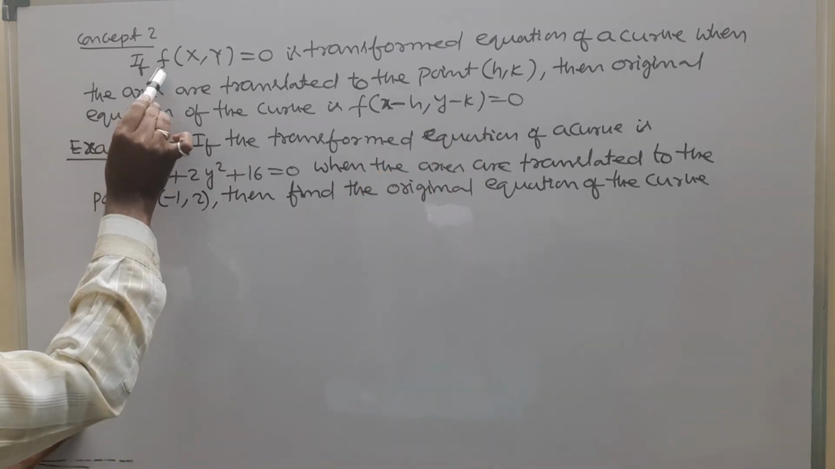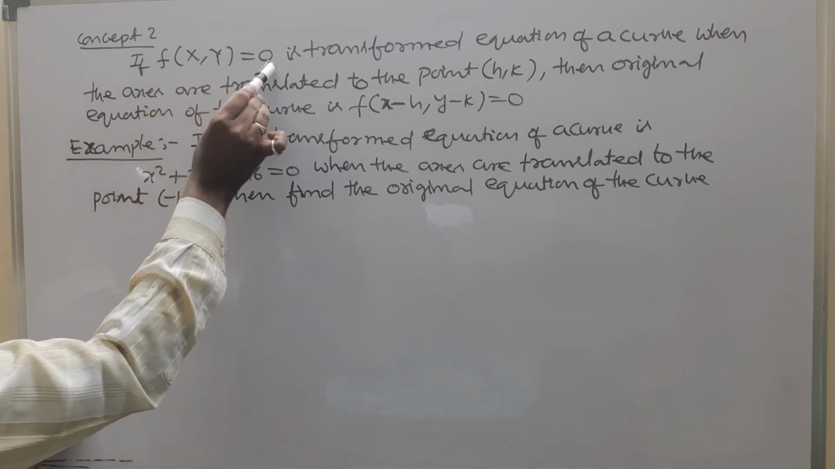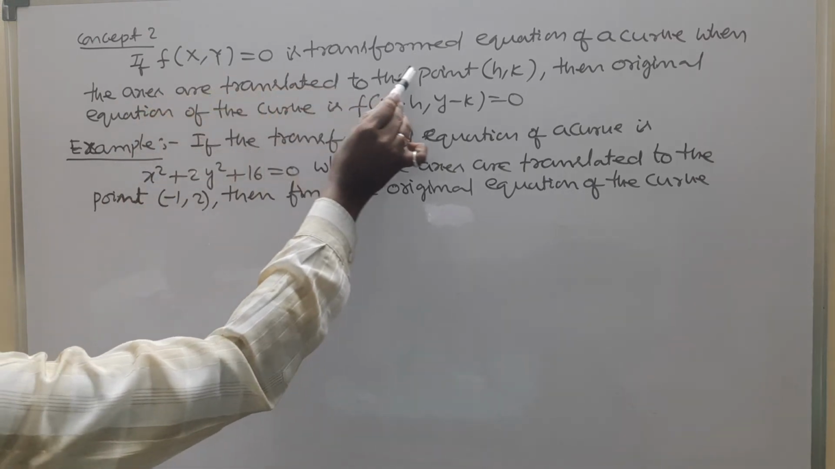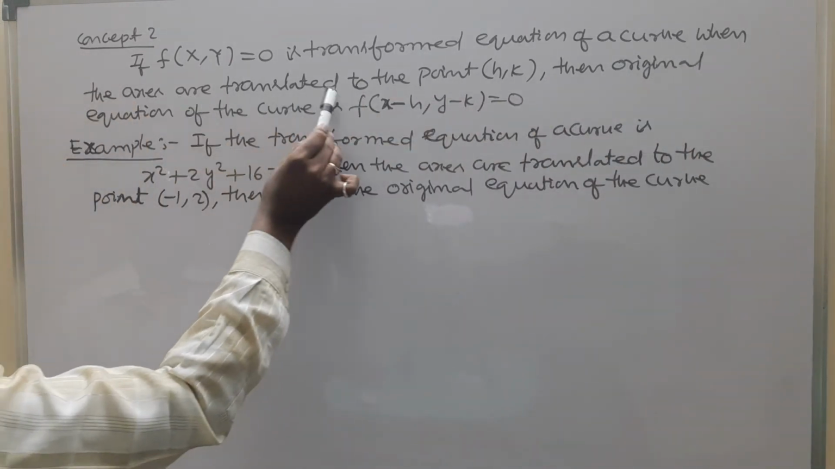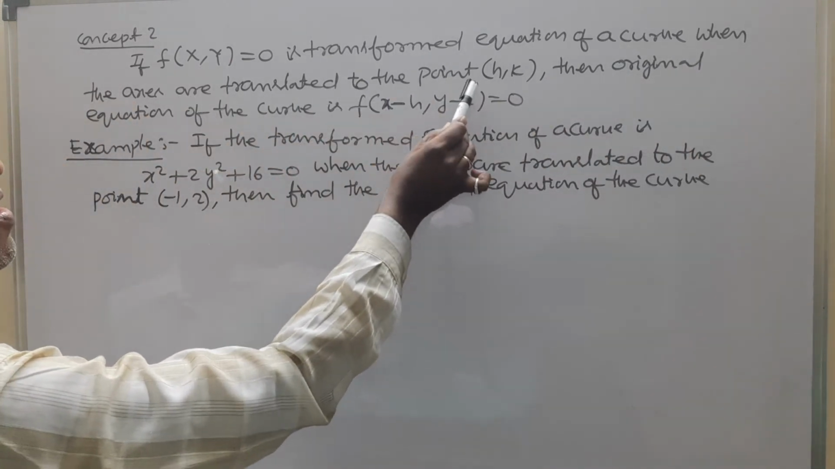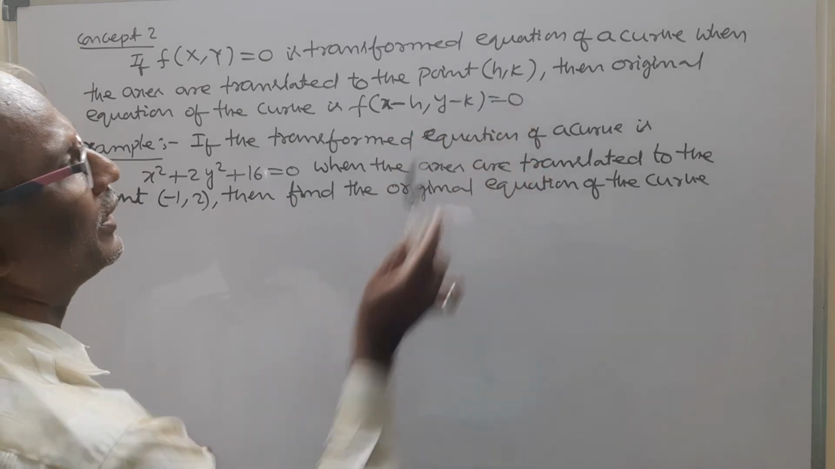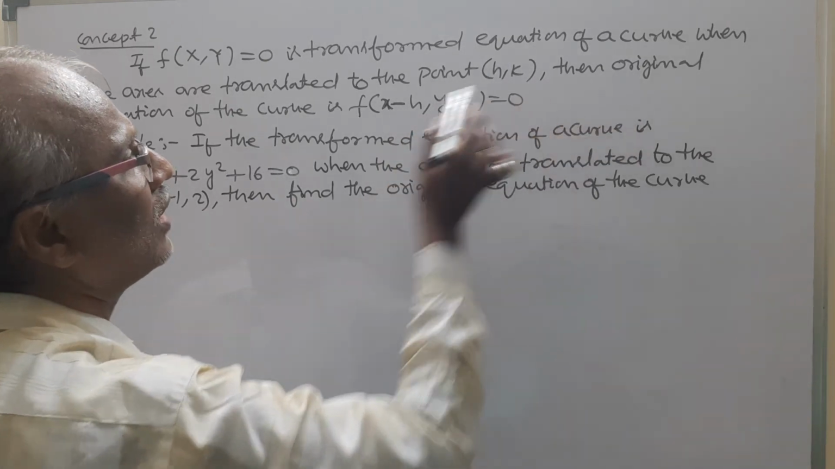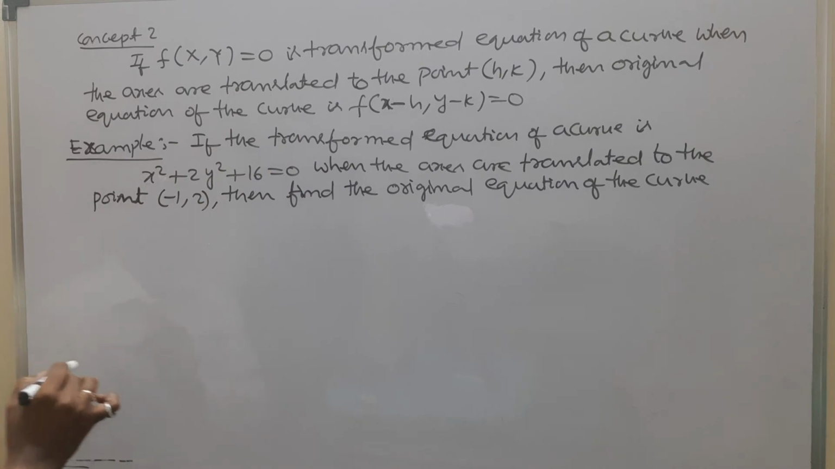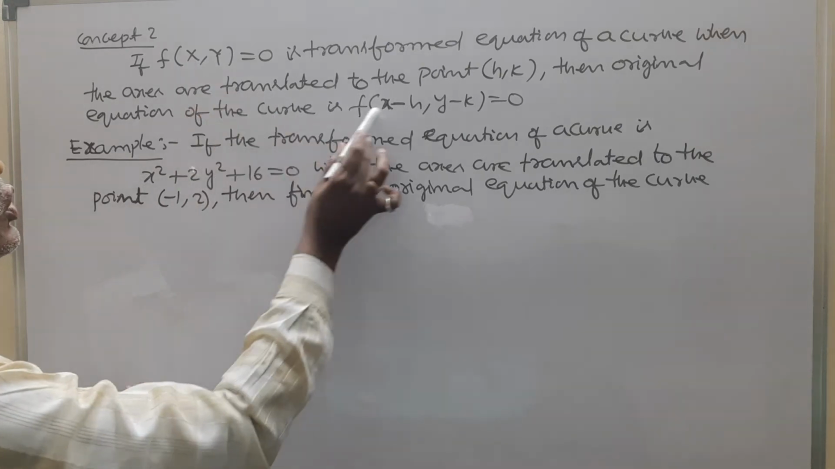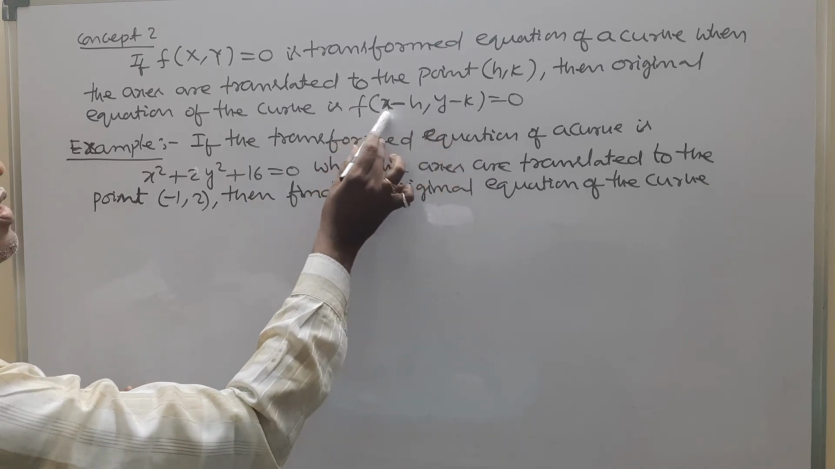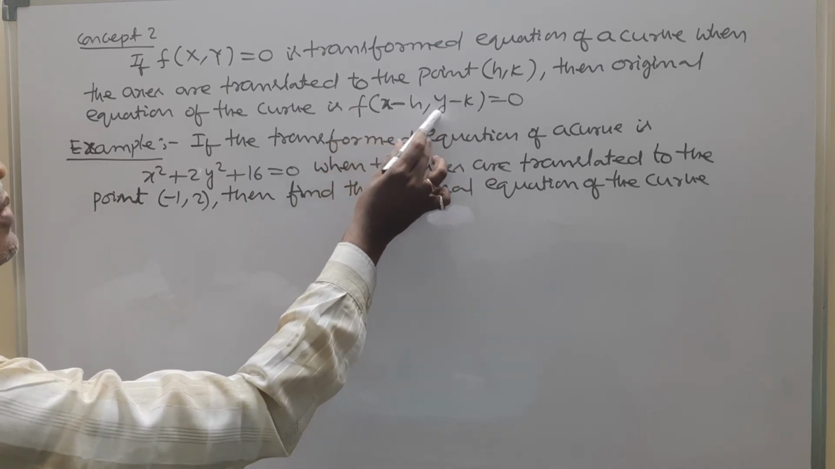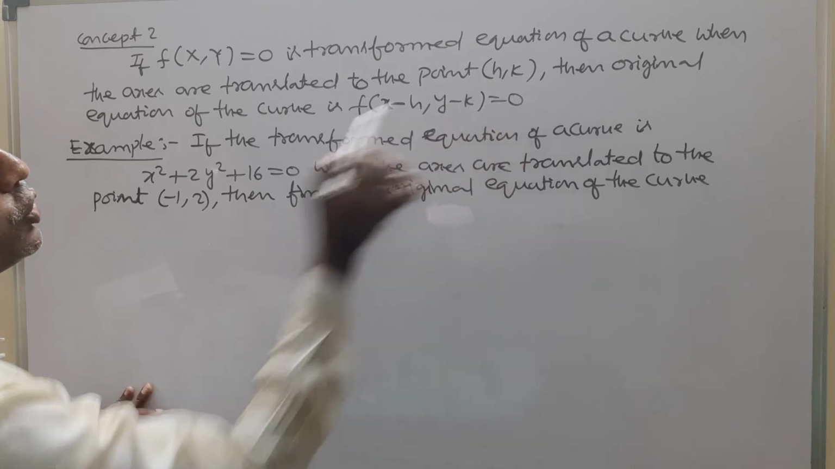Here, if F of capital X comma capital Y equal to 0 is a transformed equation of a curve, when the axes are translated to the point, that means the origin shifted point h comma k, then the original equation of the curve is obtained by substituting in capital X, x minus h, and in capital Y, y minus k. This is f of small x minus h comma small y minus k equal to 0.